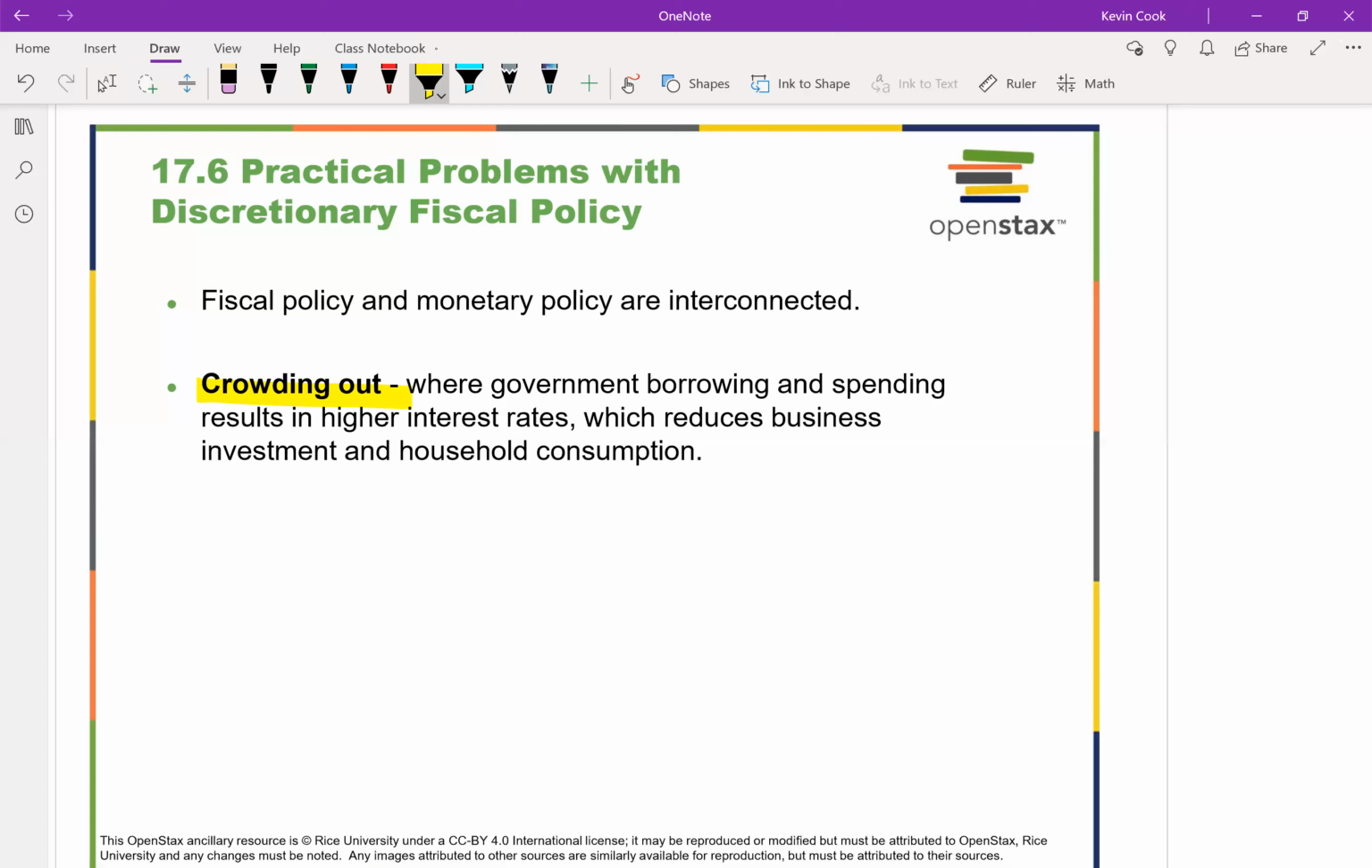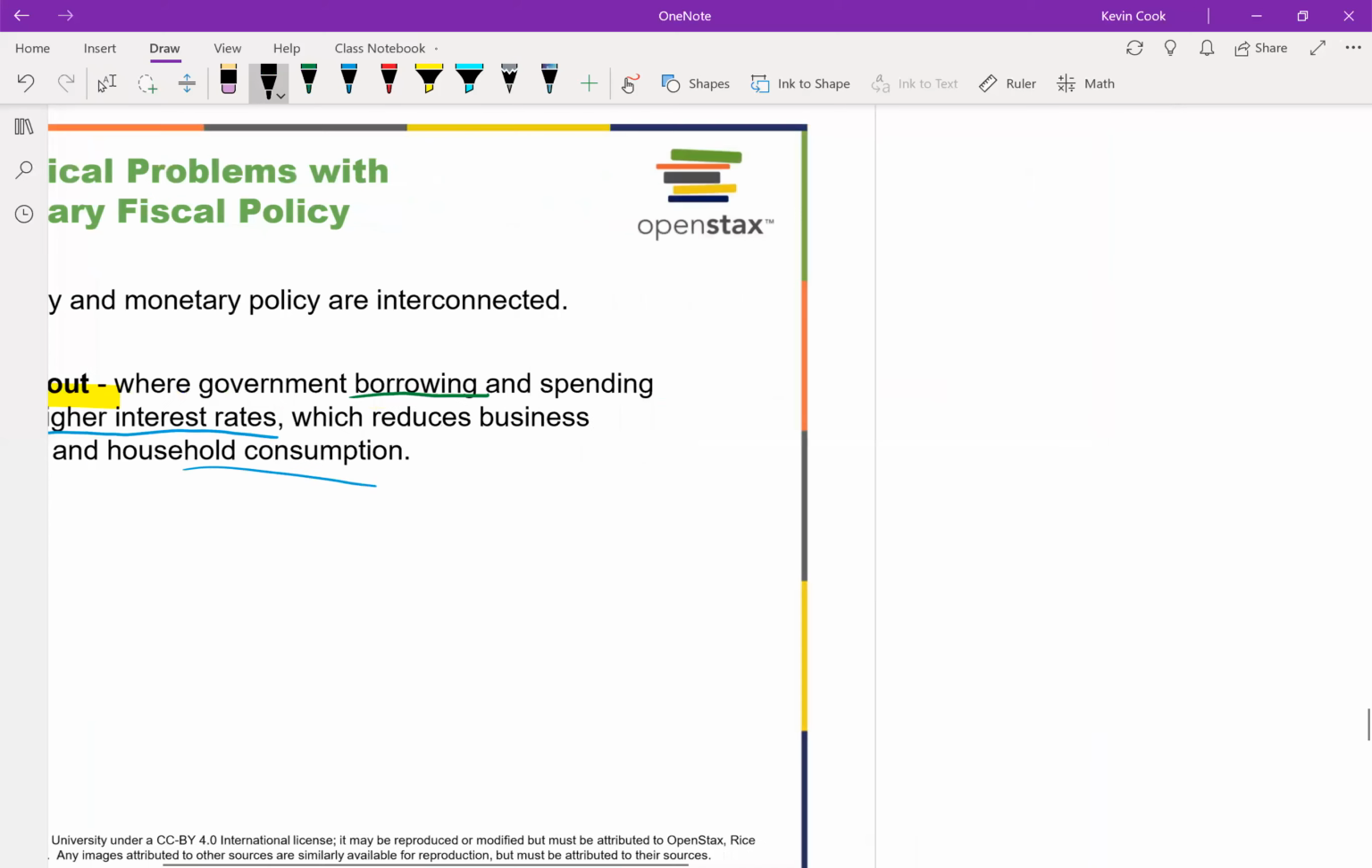When the government decides to go out and borrow money, that is less money available to be loaned out to the private market. So when the government borrows money or spends, we're in general going to see higher interest rates, and this could reduce investment and household consumption. So what this is going to look like.